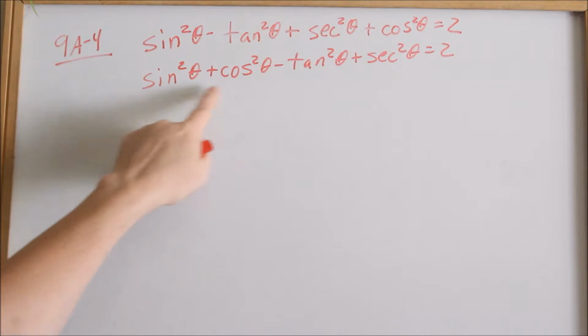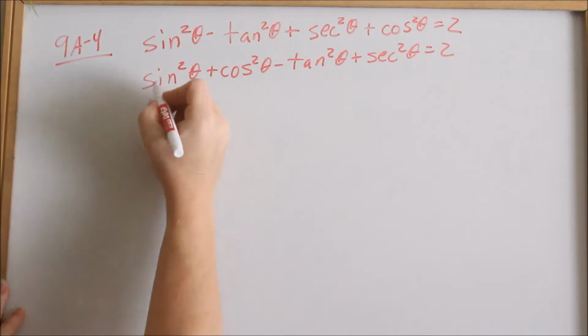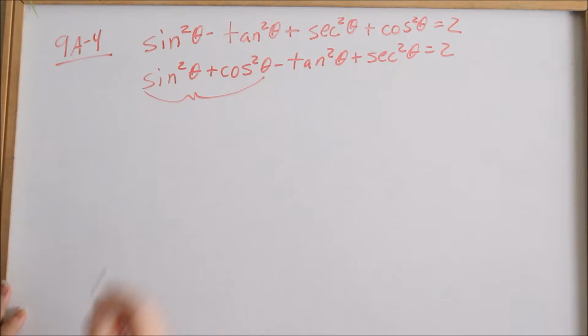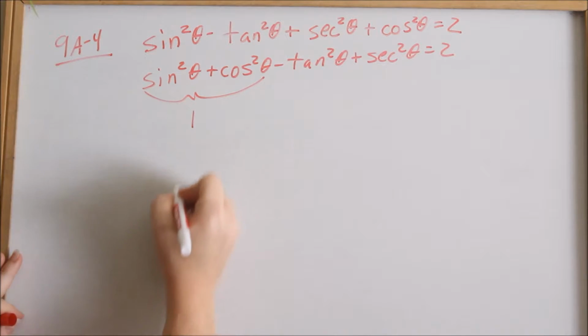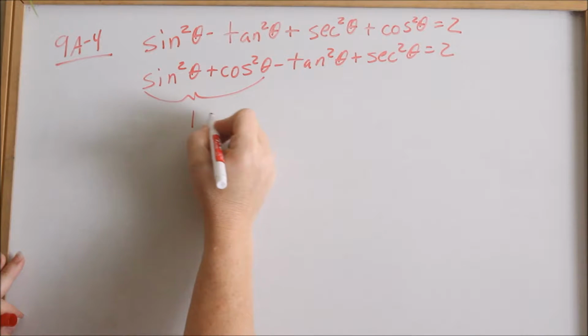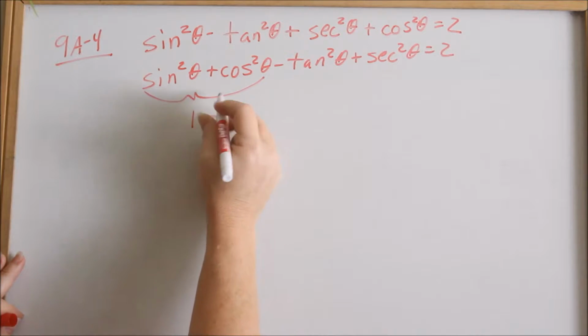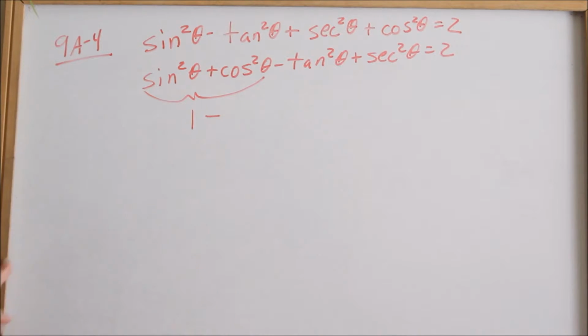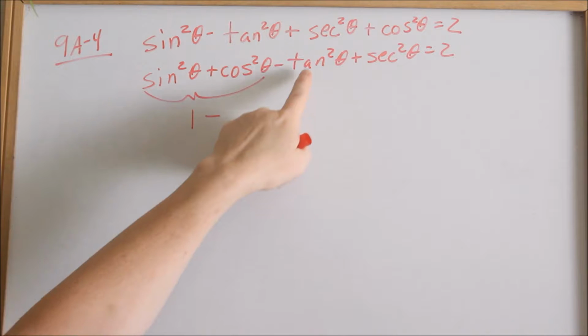Okay, what does sine squared plus cosine squared equal? 1. That's the Pythagorean theorem in trig notation. So that is 1. Don't just cancel it out and make it 0. It's 1, so I can change that to 1. And then the general rule after that is change everything into sines and cosines. So I'm going to go ahead and change everything into sines and cosines.